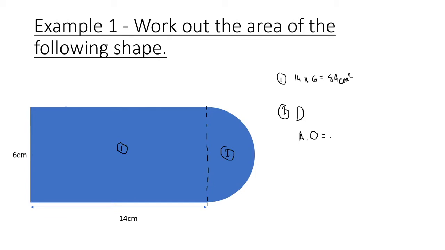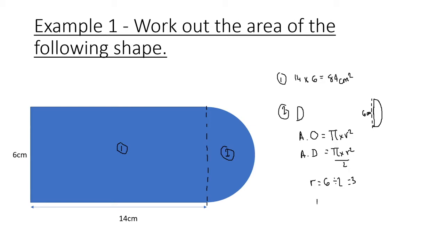And then for shape 2, it's a semicircle. Hopefully you'll know that the area of a circle is pi times radius squared. Therefore, the area of a semicircle is equal to pi times radius squared divided by 2. Because for our semicircle we're given the diameter, which is 6 centimeters, because it's the height of the rectangle, which means it's also the diameter of our semicircle, we need to find the radius in order to be able to put it into our formula. So to find the radius, we do 6 divided by 2, which gives us an answer of 3.